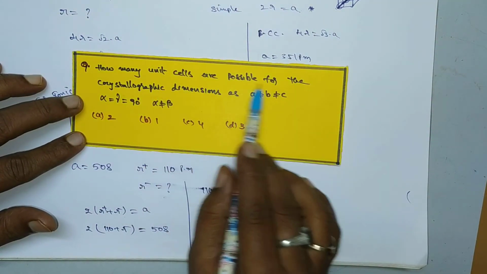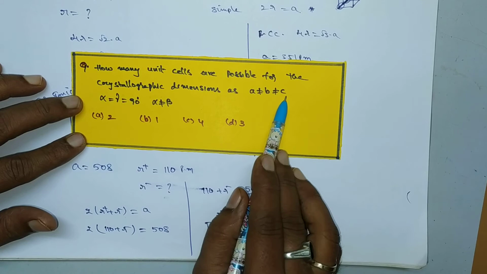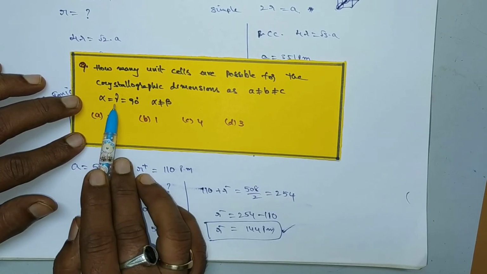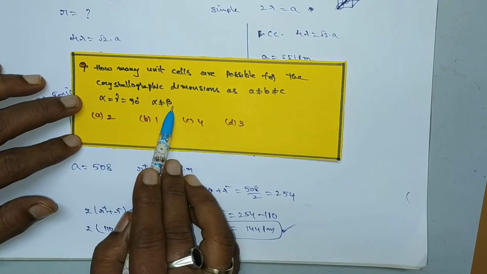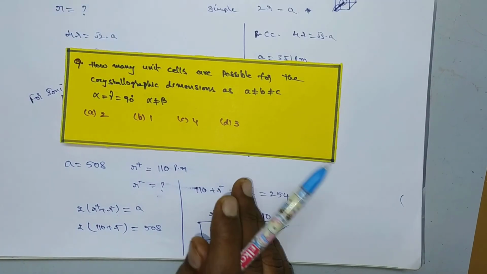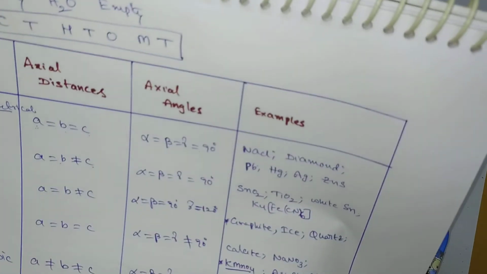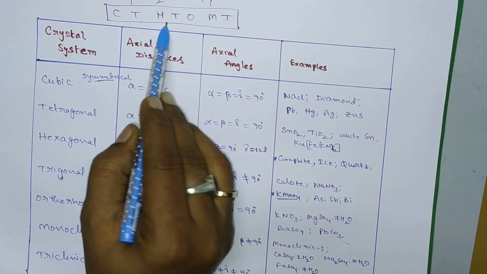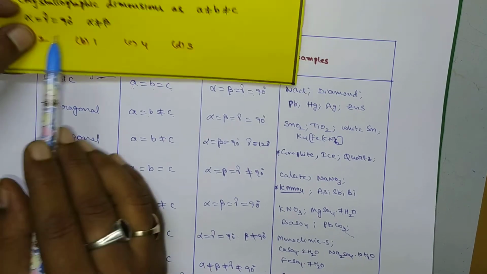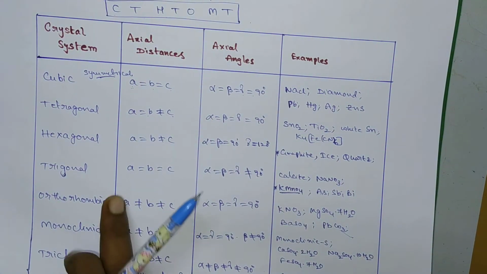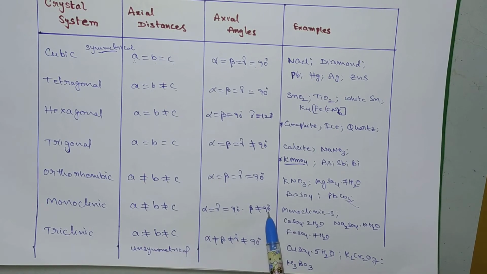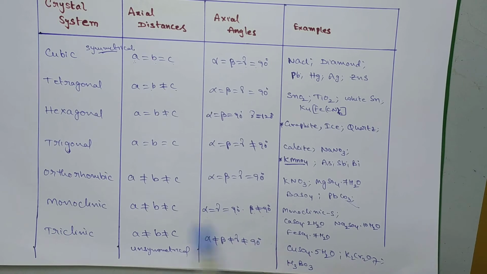How many unit cells are possible for the crystallographic dimensions as a, b, c not equal, a not equal to b not equal to c, and alpha equal to gamma equal to 90 and alpha is not equal to beta. So here also I gave the same trick. So here the crystal systems are there. So you have to remember like this, CtH2O Mt. So here the dimensions are alpha equal to gamma equal to 90, but all are not equal. Alpha equal to gamma equal to 90 and beta is not equal to 90. So here it is monoclinic structure.